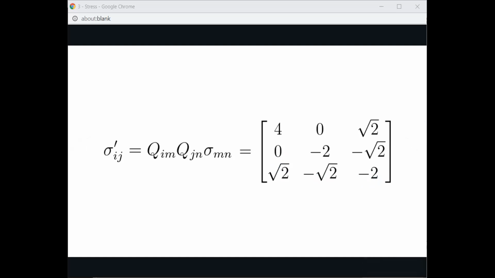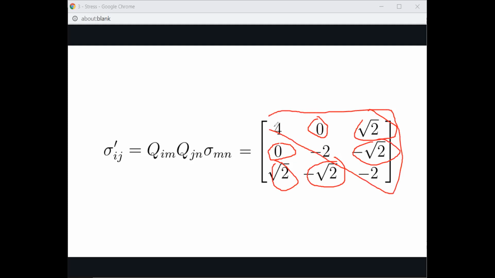Yes, correct. Equilibrium means it should be symmetric. So as you can see, the result of this operation is a symmetric matrix. It's still symmetric. This is equal to this. This one is equal to this. So what you can do is just compute for how many? 1, 2, 3, 4, 5, 6. Okay?